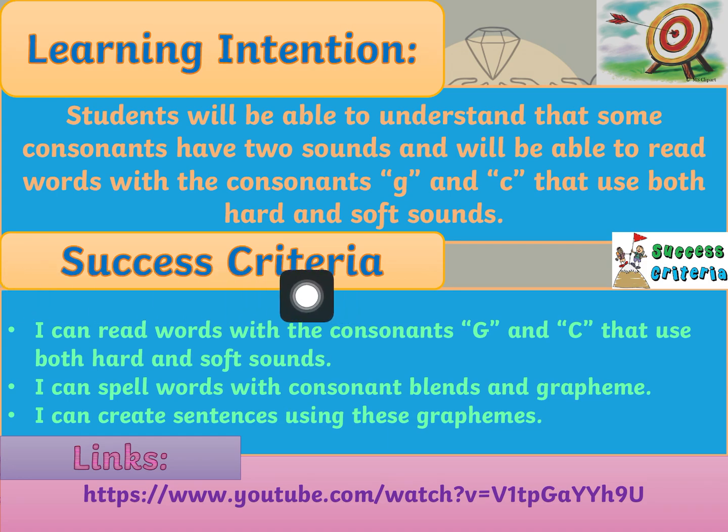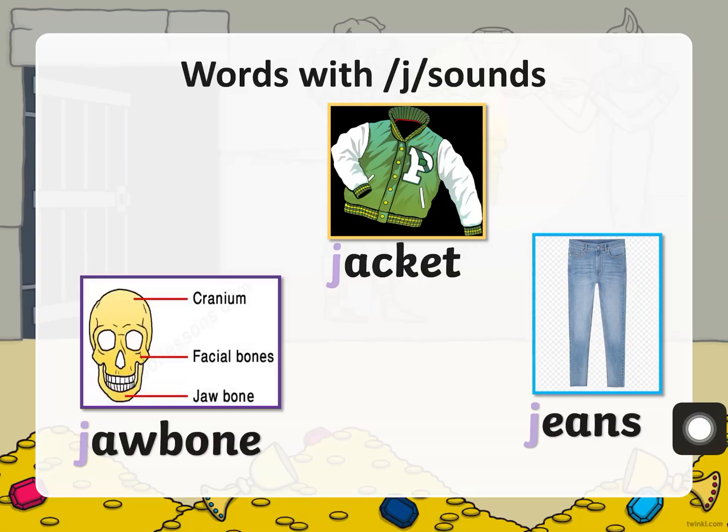Here's my success criteria. I can read words with the consonants G and C that use both hard and soft sounds. I can spell words with consonant blends and graphemes. I can create sentences using these graphemes. And here's the link to the online tutorial. I suggest you watch this, then come back to continue with me.